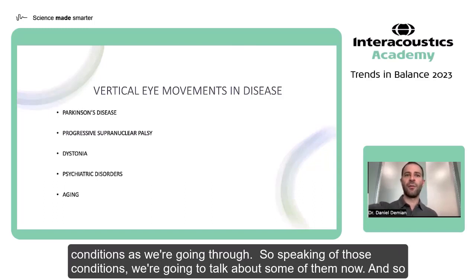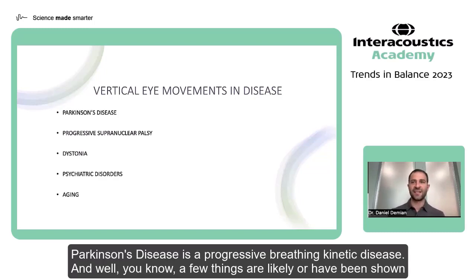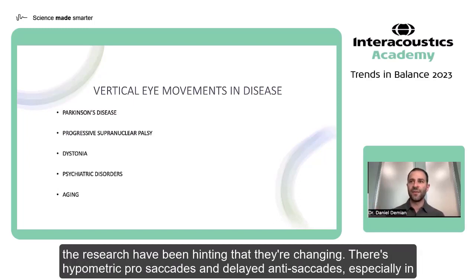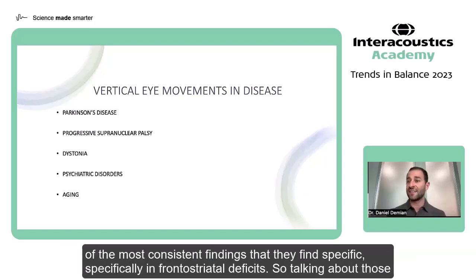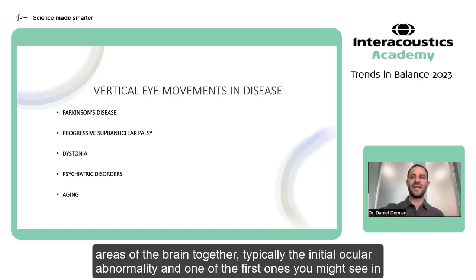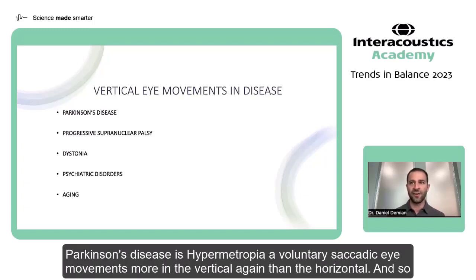Speaking of those conditions, we're going to talk about some of them now. Parkinson's disease is a progressive bradykinetic disease, and a few things have been shown in the research, or hinted at, as changing. There are hypometric prosaccades and delayed antisaccades, especially in the vertical plane, some studies have said. And there's an increased number of directional errors during antisaccades, which are some of the most consistent findings, specifically in frontostriatal deficits. So we're talking about those areas of the brain together. Typically, the initial ocular abnormality, or one of the first we might see in Parkinson's disease, is hypometria of voluntary saccadic eye movements, more in the vertical again than the horizontal.